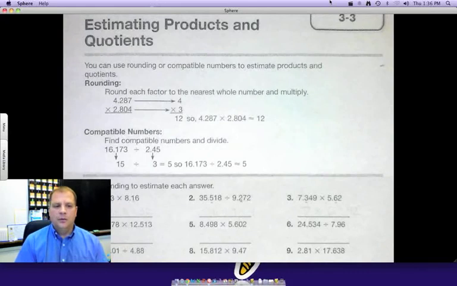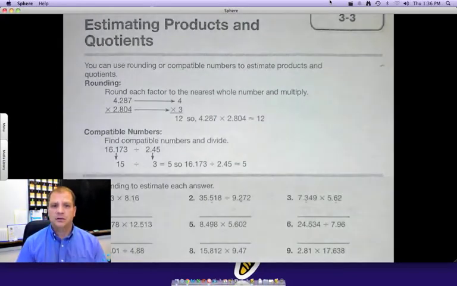Now, when looking at that particular problem, you may also look at 16 and 173 thousandths and say, let's keep it at 16, and take that 2 and 45 hundredths and keep that at 2. 16 divided by 2 equals 8. That is also another method, another way of using compatible numbers, even though that is also rounding. It just so happens that it is also thought of as compatible numbers.